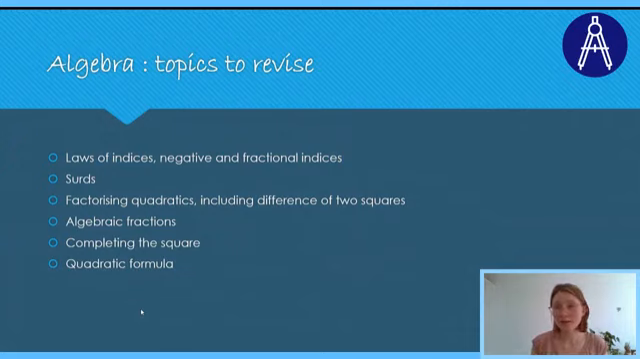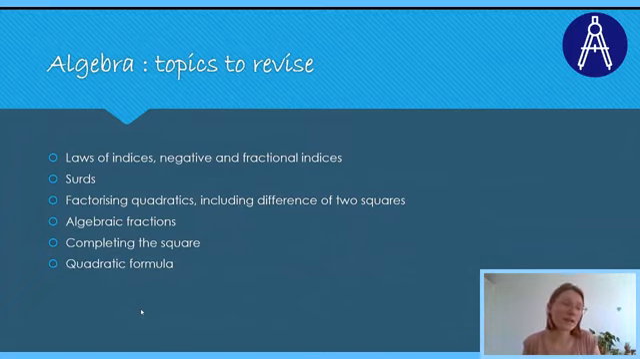Thirdly, factorizing quadratics. Quadratics are a big part of A-level mathematics, so you need to be able to factorize them efficiently. That includes the difference of two squares, so how to spot it, and in a minute, I'm going to show you how to do that. Algebraic fractions, again, link together factorizing and fractions, and you just need to be really fluent with these.